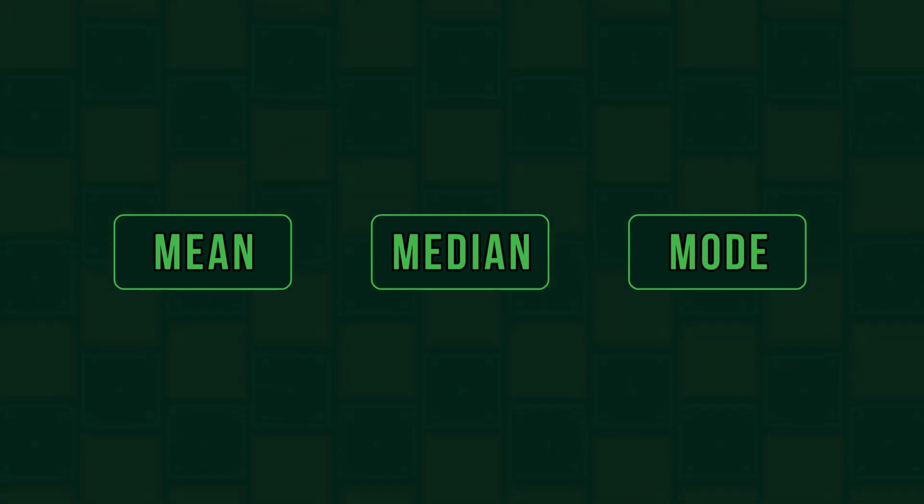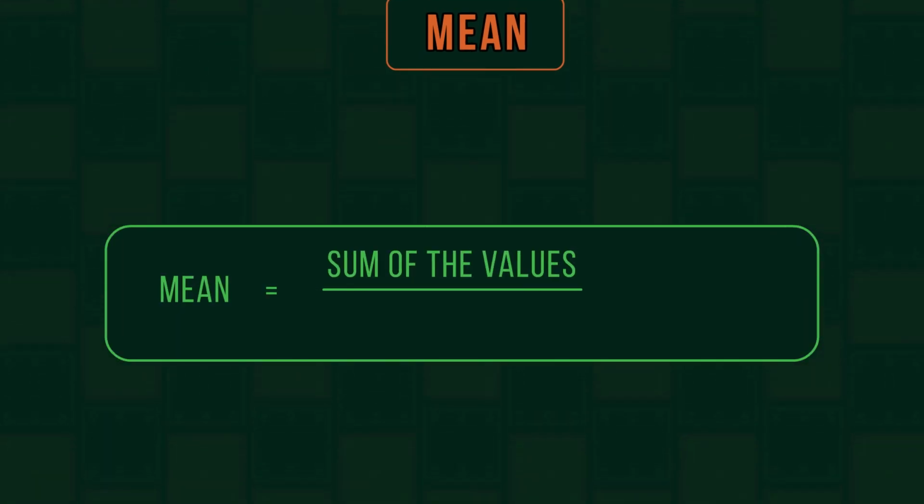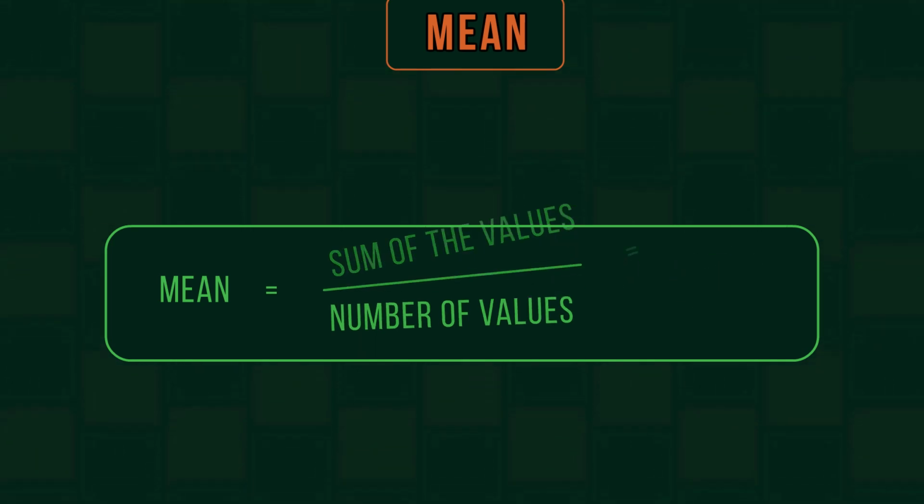In this video, we're going to look at the one people usually mean when they say average. The mean is the sum of a set of values, divided by the number of values in that set.